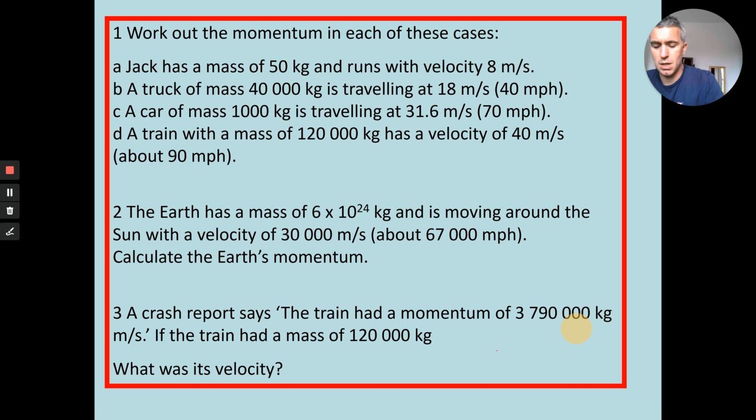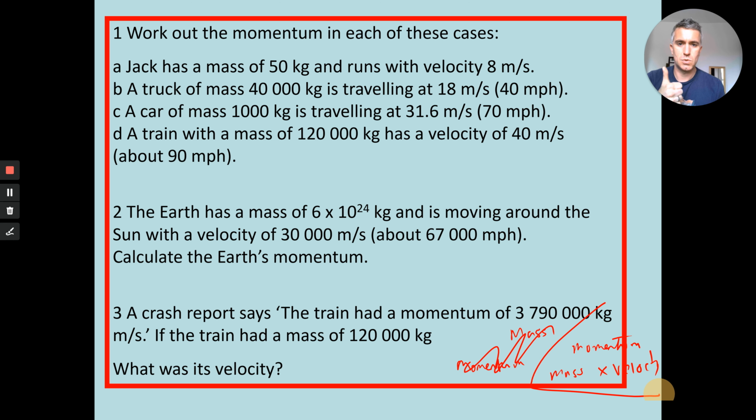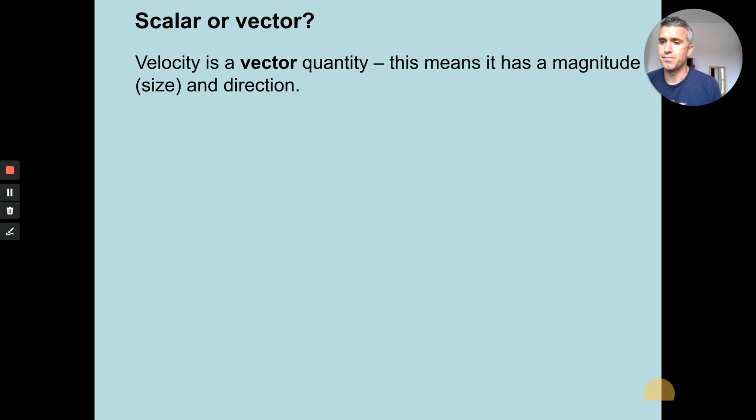So we got momentum is mass... Sorry, how have I drawn it so wrong? Momentum is mass times velocity. You can work it out. Check. I'll give you the answers next lesson.